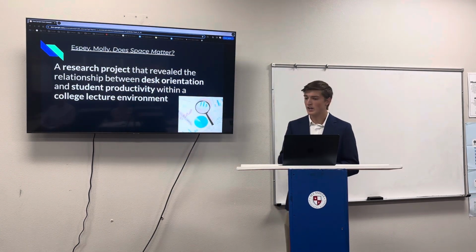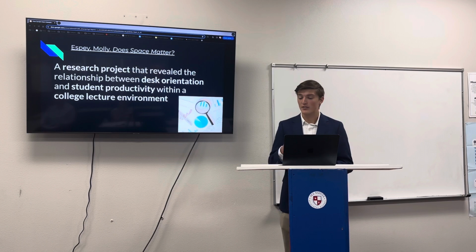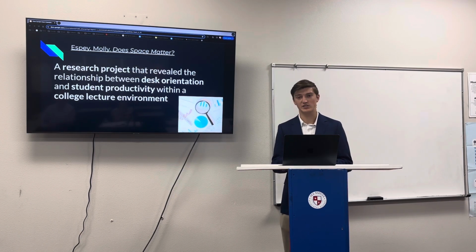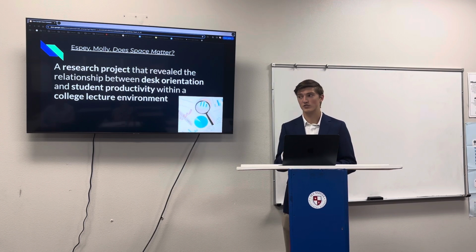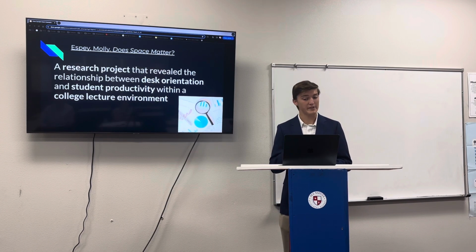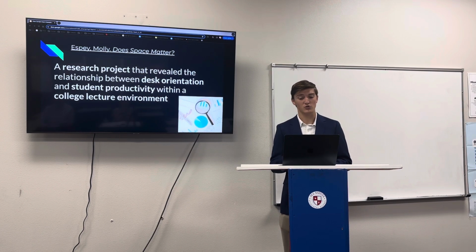Another one was Molly Epsey's Does Space Matter? Classroom Design and Team-Based Learning. This article is relevant because it is a research project that revealed the relationship between desk orientation and student productivity within a college lecture environment. Since college students and high school students are very closely related on a cognitive level, this research heavily influenced my research method in order to truly test which desk orientations can improve student productivity the most.